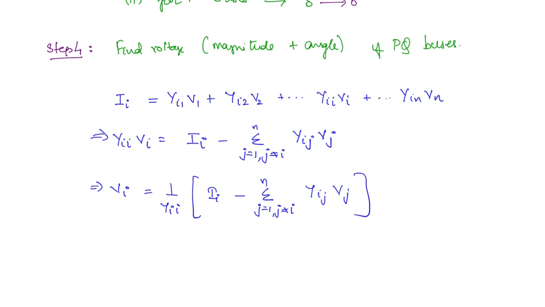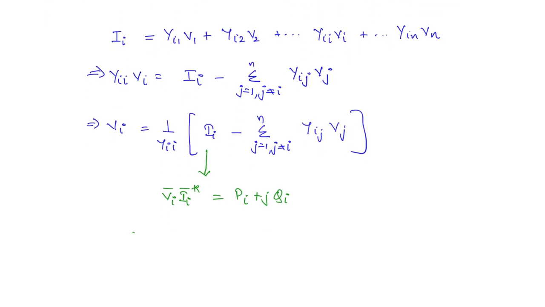So what we are going to do is express this in terms of the real and reactive powers. What is Vi Ii conjugate? This is equal to Pi plus jQi, the real and reactive powers at the ith bus. So if you take the conjugate, then Vi conjugate times Ii is going to be Pi minus jQi.